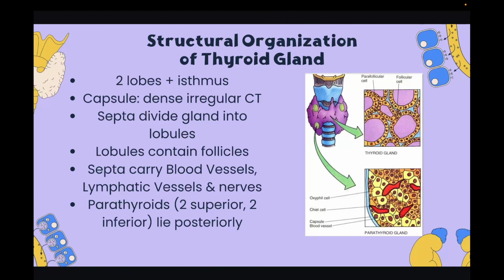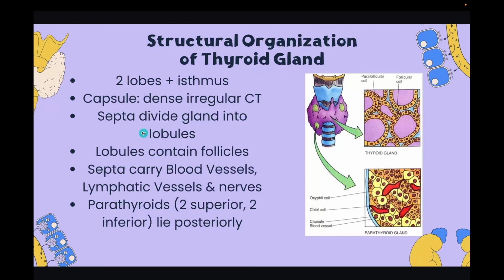That was basically it for the anatomy of the thyroid gland. I'm going to be going into the histology part of the thyroid gland now. But before we go into that, we need to summarize some of the stuff, such as we have 2 lobes. I actually use 3 lobes because we also have the pyramidal lobe plus the isthmus, and then we have the capsule. And we said earlier it's dense irregular connective tissue.